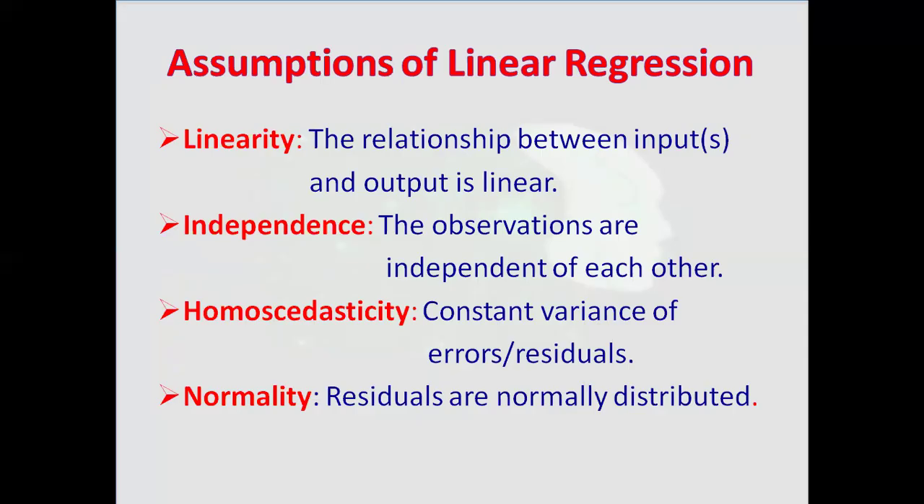And homoscedasticity, that is constant variance, refers to the condition where the residuals, that is errors, have constant variance across all levels of the independent variables. Finally, normality assumes that the residuals follow a normal distribution, and violating these assumptions can lead to inaccurate models, incorrect predictions, and misleading statistical conclusions.